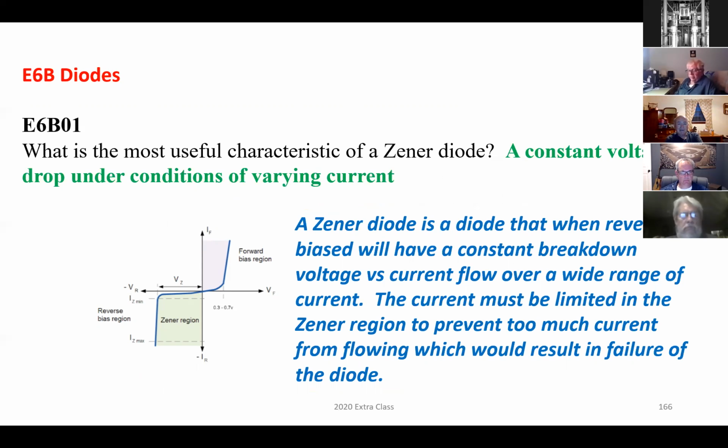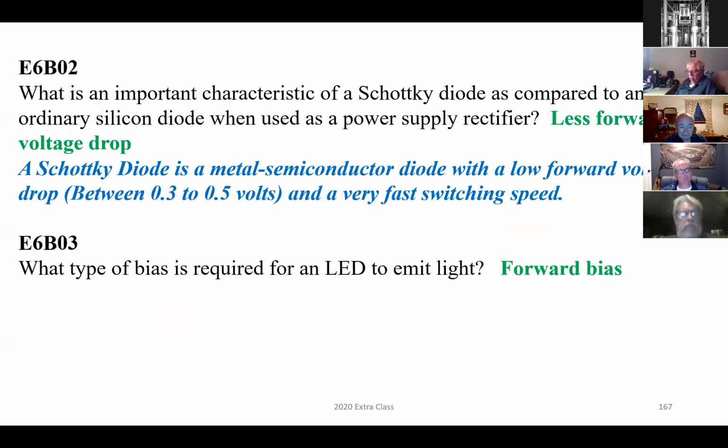Section B. Number 1, what is the most useful characteristic of a Zener diode? It would be B, a constant voltage drop under conditions of varying current. 2, what is an important characteristic of a Schottky diode as compared to an ordinary silicon diode when used as a power supply rectifier? It would be D, less forward voltage drop.